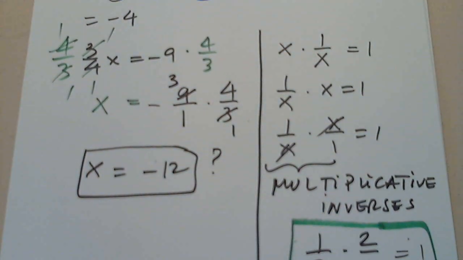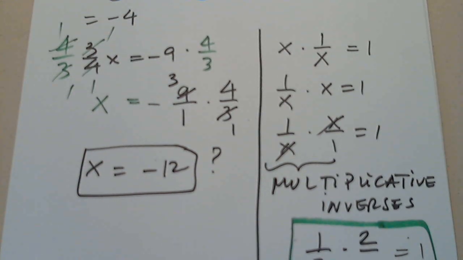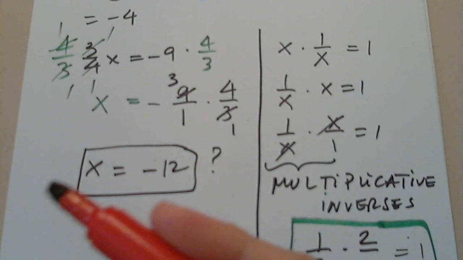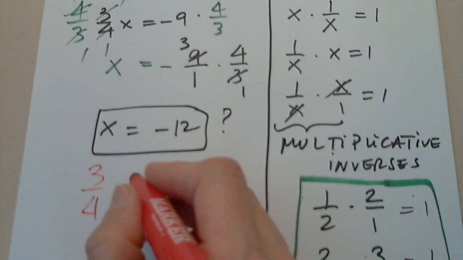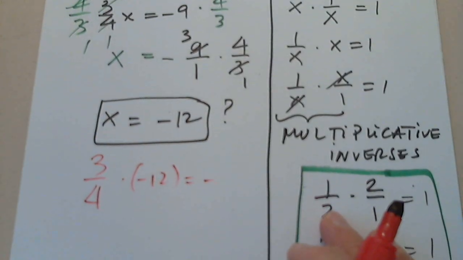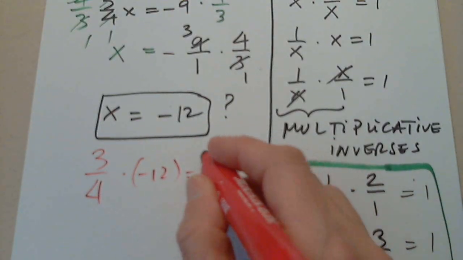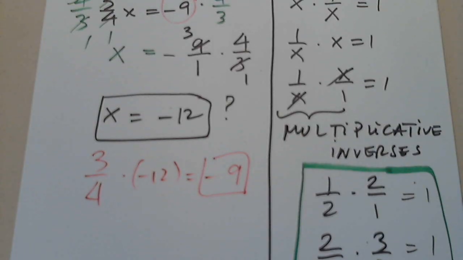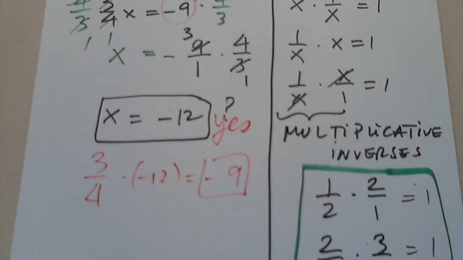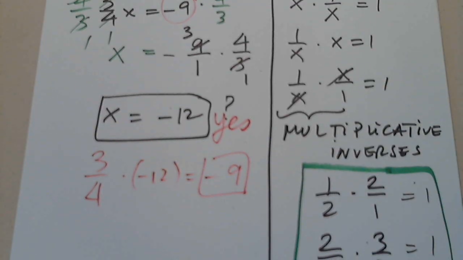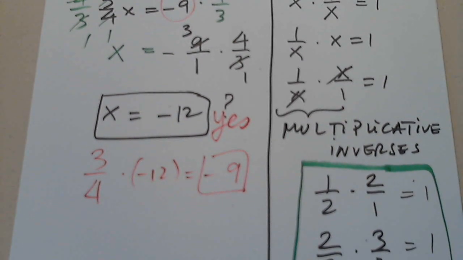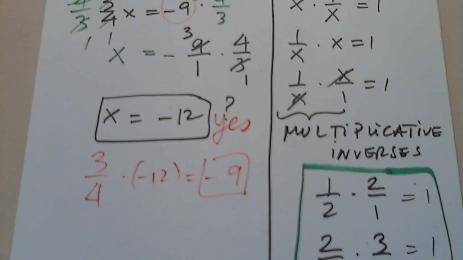Is this true? I have no clue. But I don't need an expert in this class or any other class to tell me whether it's true or false. I will do it on my own. 3 over 4 times negative 12. First of all, it's a negative number. And then when I simplify, I get negative 9. And this is what I have originally. So I will immediately say yes. That's the beauty with equations. You should never, ever, ever lose points on equations. Ever. You can always, in a blink, go back and check your answer.